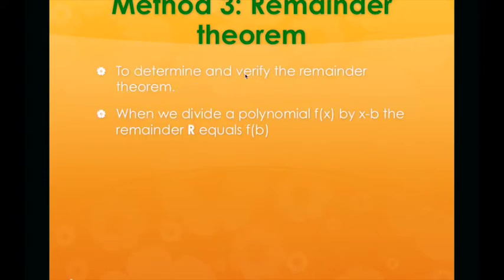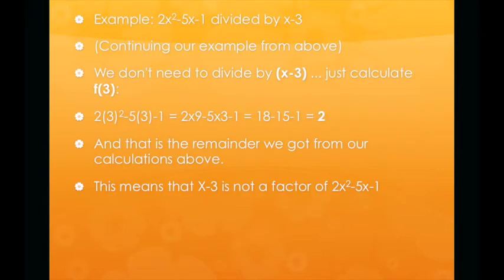This is to determine and verify the remainder theorem. When we divide a polynomial f(x) by x minus b, the remainder r equals f(b), even if it's equal to 0. Example: 2x² minus 5x minus 1 divided by x minus 3.